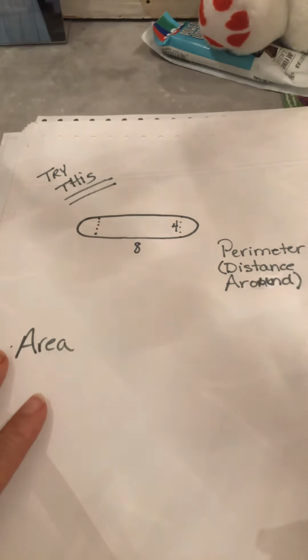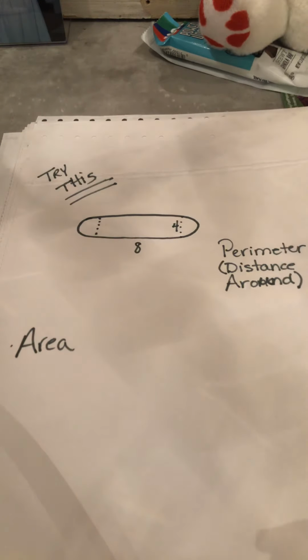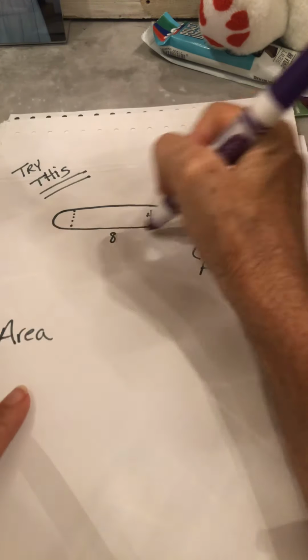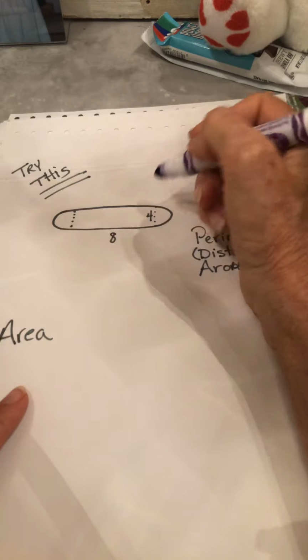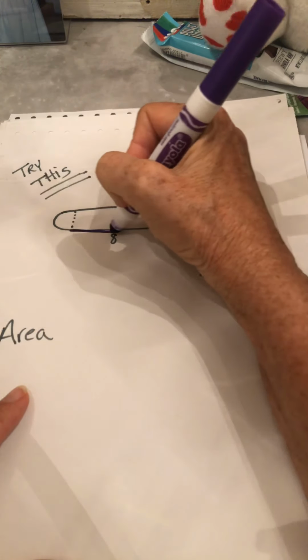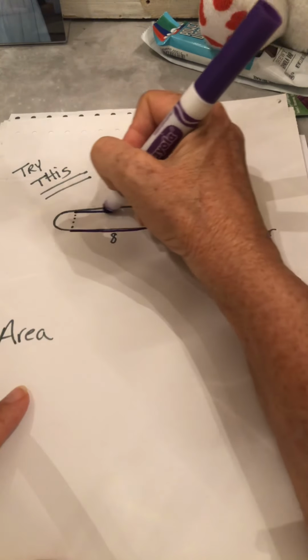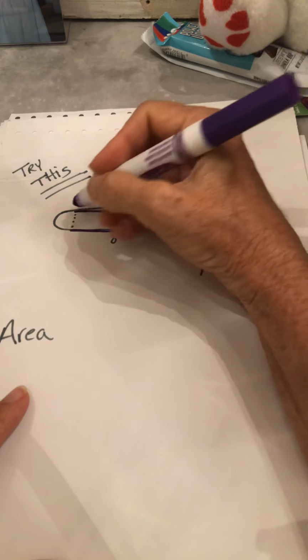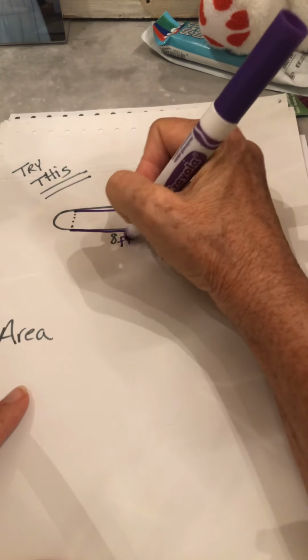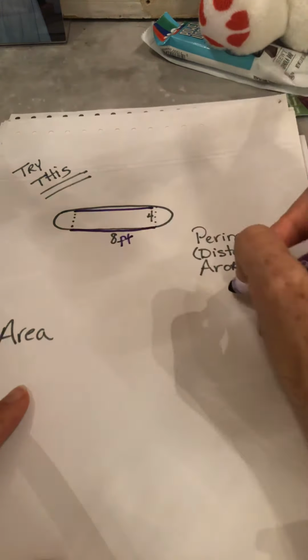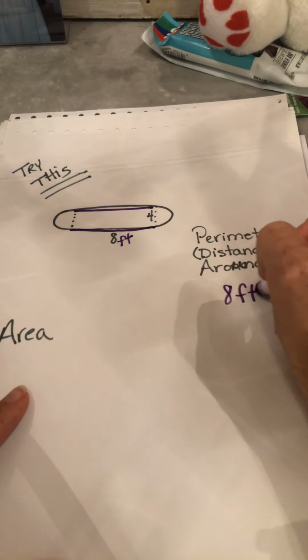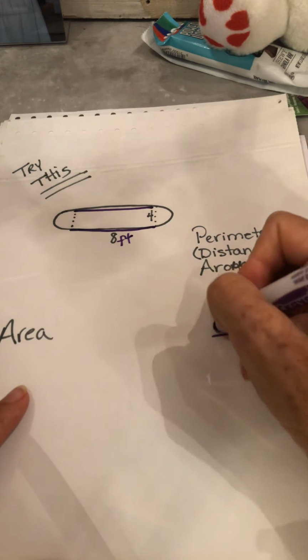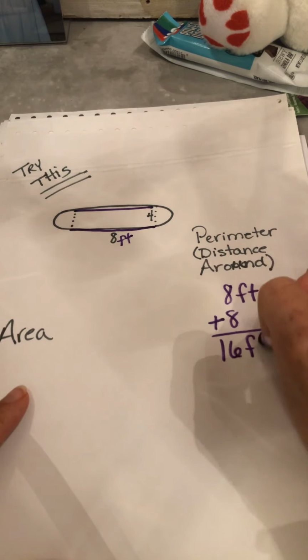All right, so back here, I hope you really did pause it. I hope you really did try it. So when it says distance around, that's asking for perimeter. So from here to here and from here to here is 8 and 8. We'll call this feet. So 8 feet and 8 feet. So right now, we know this much. 8 feet plus 8 feet is 16 feet.